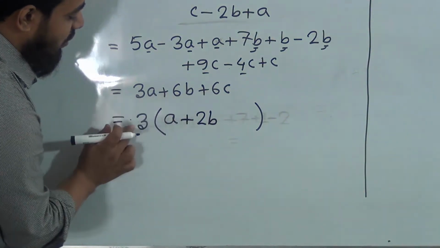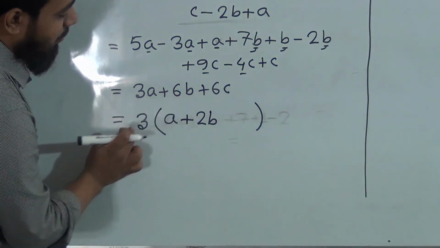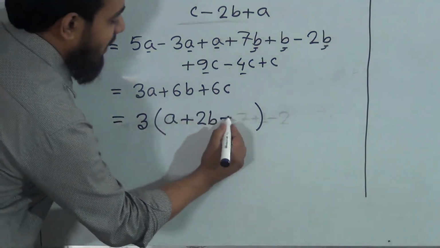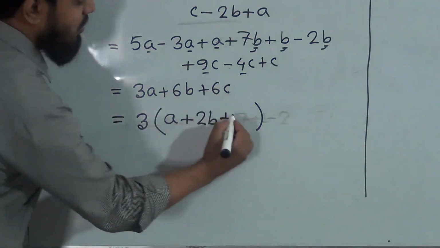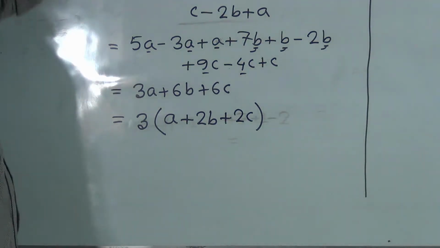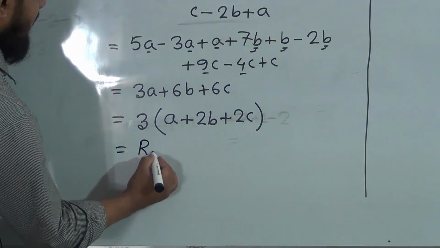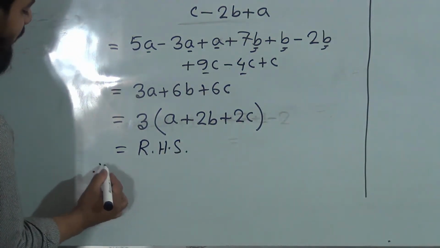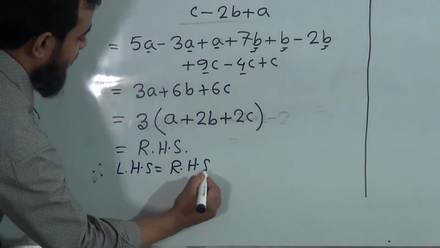When we take 3 as common, that means we have to divide this 6 by 3. We will get 2 and b as our variable. And the same for 6c, we have to divide this 6 by 3. We will get 2 and c as our variable. Now look, this is the same as the right hand side. So we can write down equal to right hand side. Therefore the left hand side is equal to right hand side.